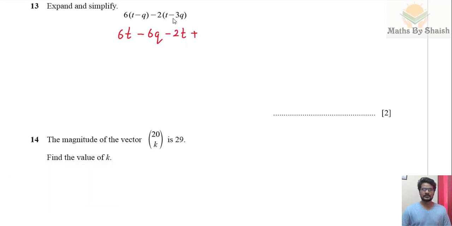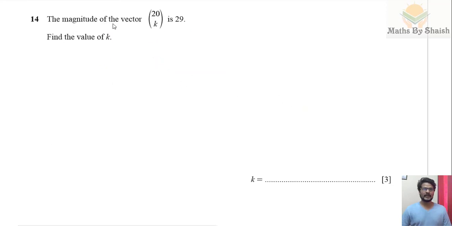Minus plus 2 into 3 is 6, and q is there. As we have just seen, whenever we multiply, sign with sign, number with number, and variable with variable. So this is going to be here, and then we collect the like terms. So it is 6t minus 2t minus 6q plus 6q, and we can see 6t minus 2t is 4t, and minus 6q plus 6q got cancelled, so the final answer is 4t.